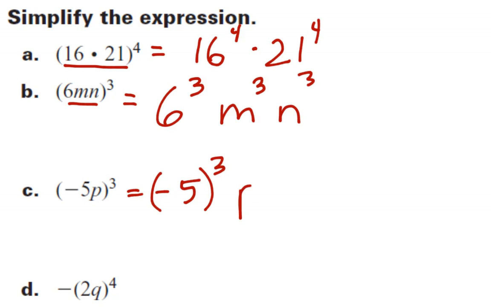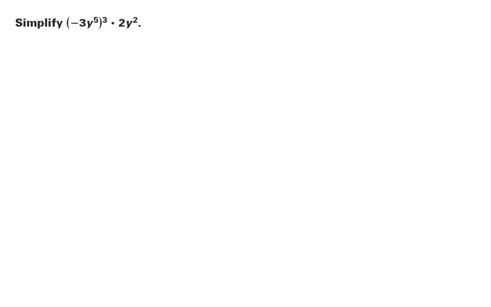cubed times p cubed. And this last one, we'll notice that the minus sign is outside the parentheses, so it's not being raised to the 4th power. So the answer there is going to be negative 2 to the 4th, and notice that that's different than me writing it like this. So negative 2 to the 4th, q to the 4th. That's all I can do.